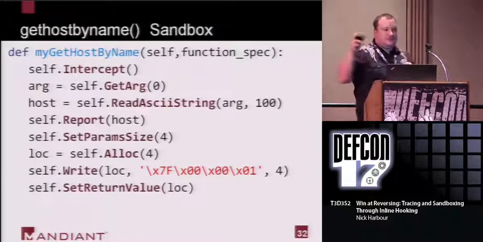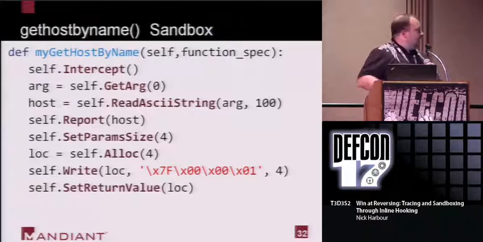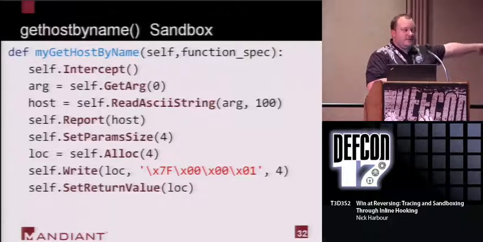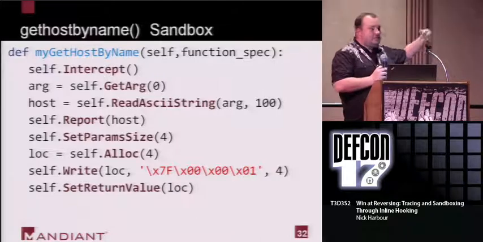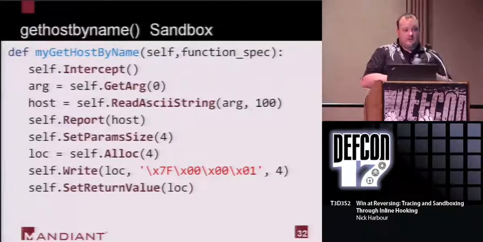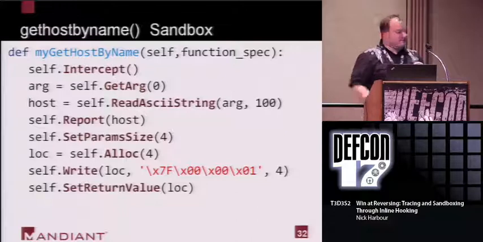And that's 127.0.0.1. And then I set the return value to be that pointer that we just allocated. So this is going to handle getHostByName, and getHostByName is always going to return 127.0.0.1, and it's also going to report to the screen what we were trying to look up. And so you can see it's not all that complicated.